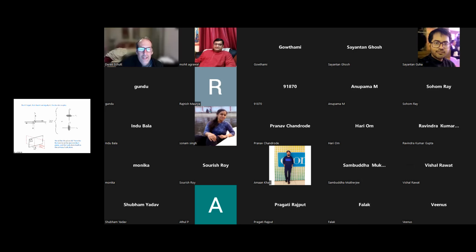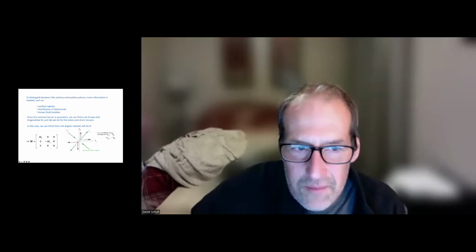And we won't forget that this double couple can either be due to fault slip in this direction or this direction. So one of these can be the fault plane, the other one is called the auxiliary plane. And from our far field motions measured by seismometers, we cannot figure that out. So to distinguish between the primary and auxiliary planes, more information is needed, such as the surface rupture, a distribution of aftershocks, or a known fault location.